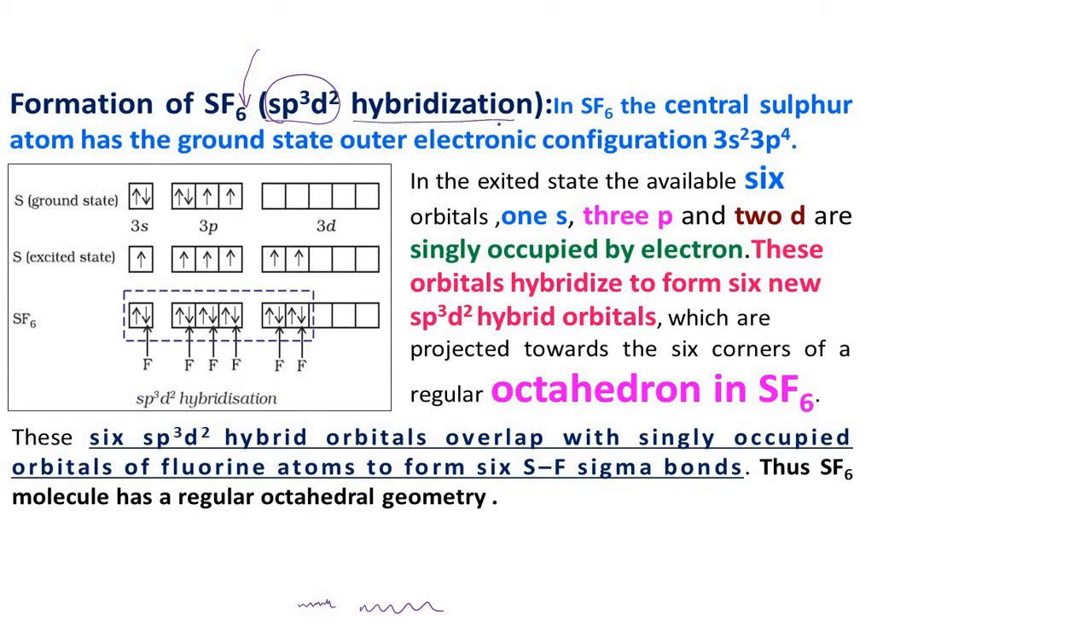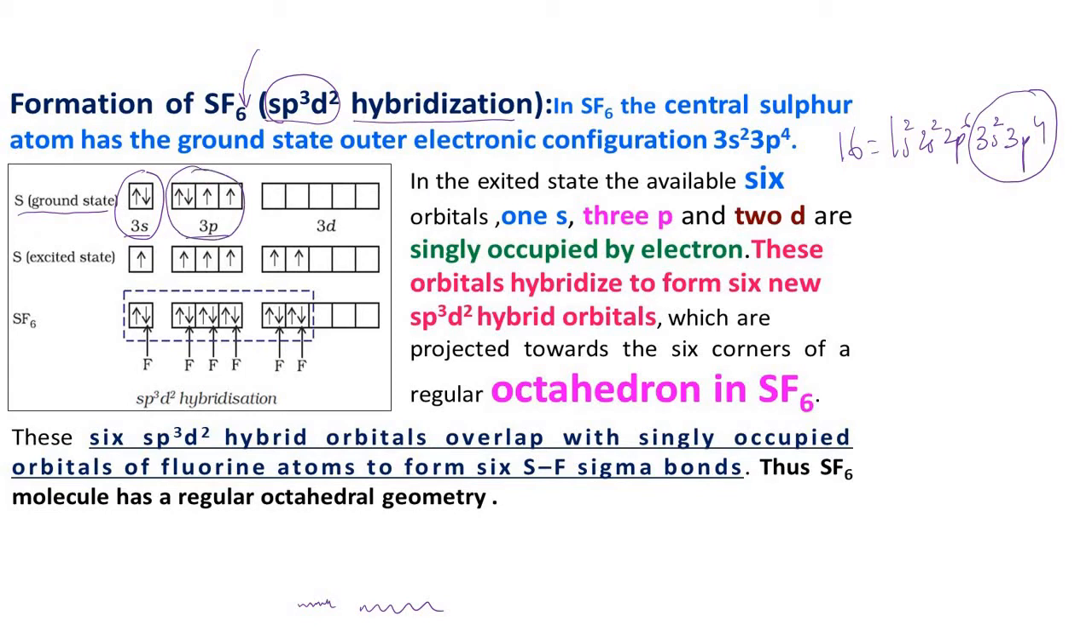sp3d2 hybridization, right? And we know the sulfur in the ground state, this is the atom which is present just below the oxygen, whose atomic number is 16. And if it is 16, I can write the electronic configuration as 1s2, 2s2, 2p6, 3s2, then followed by 3p4. So this is the outermost valence shell, that is 3s2 and 3p4. In the ground state the valence shell has 2 electrons in 3s and 4 electrons in 3p.